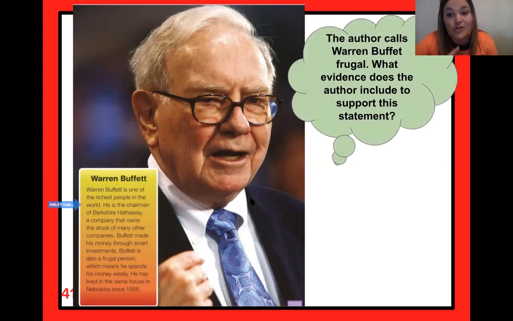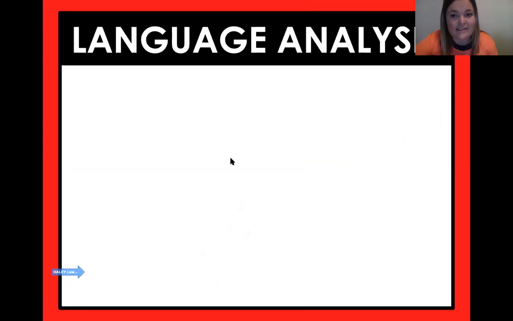So let's look at that word choice. The author calls Warren Buffett frugal. What evidence does the author include to support this statement? So they used it right here. He's frugal, which means he spends his money wisely. What's one way we know that he spends his money wisely? Right here, right? He's lived in the same house since 1958. That's a long time, guys. And he has all that money, so he could buy another house, but he's like, I don't need to spend my money on that. He uses it wisely.